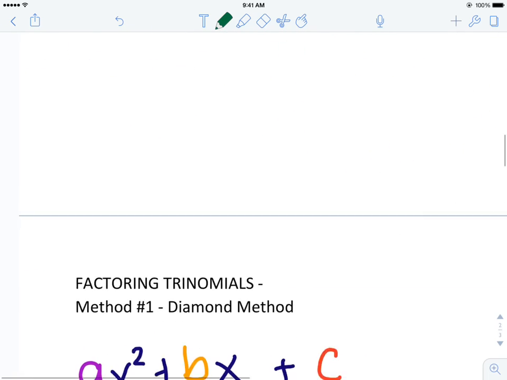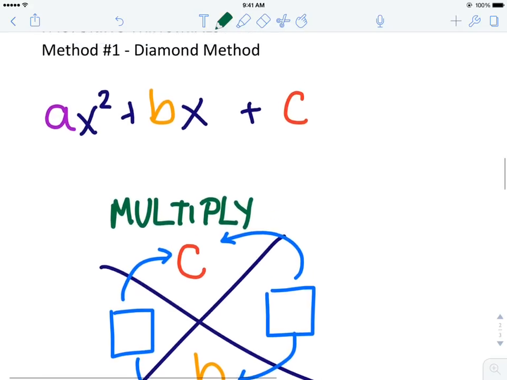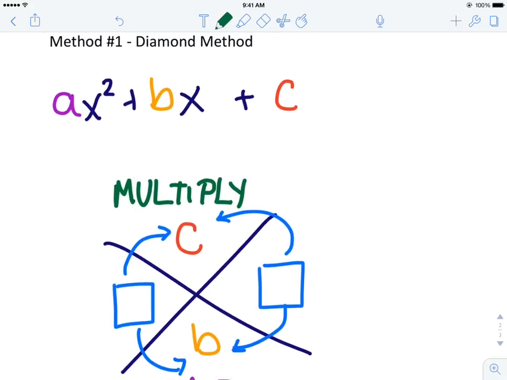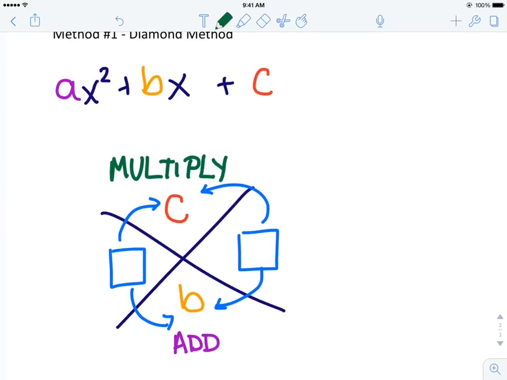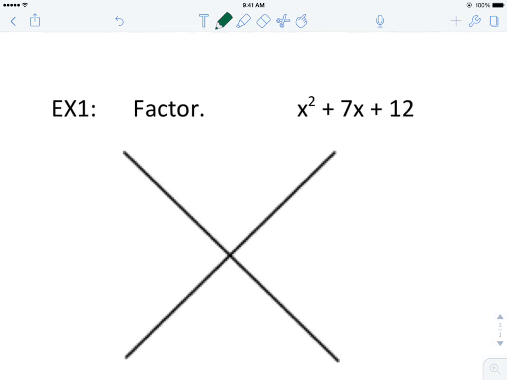So let's go straight to this explanation. The explanation of this diamond method is that on the top, you're going to put your C value, your number for C. On the bottom, you're going to put your B value. And on the sides, we're looking for numbers that multiply to C and add to B. This may sound confusing, but I think you'll catch on. Let's go straight to example number 1.